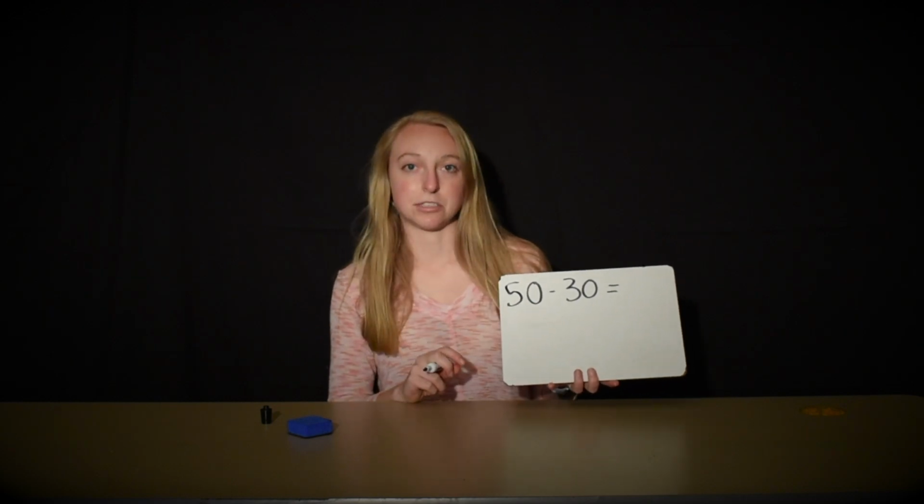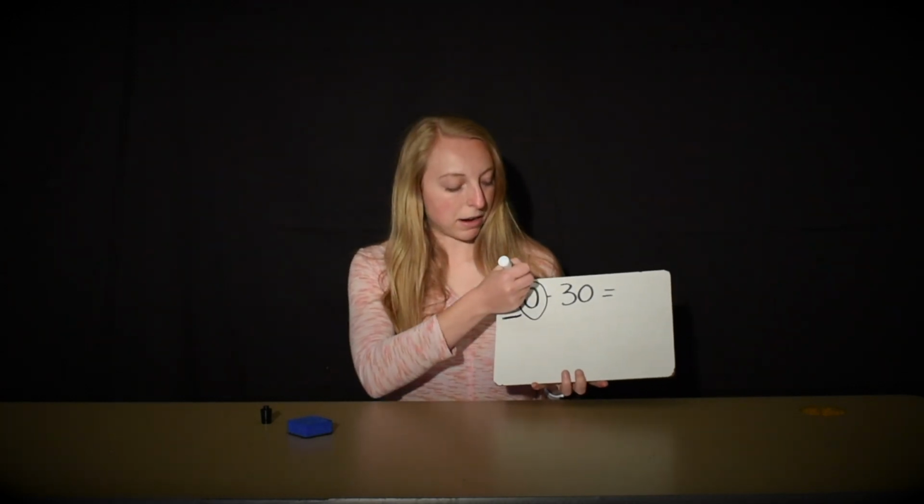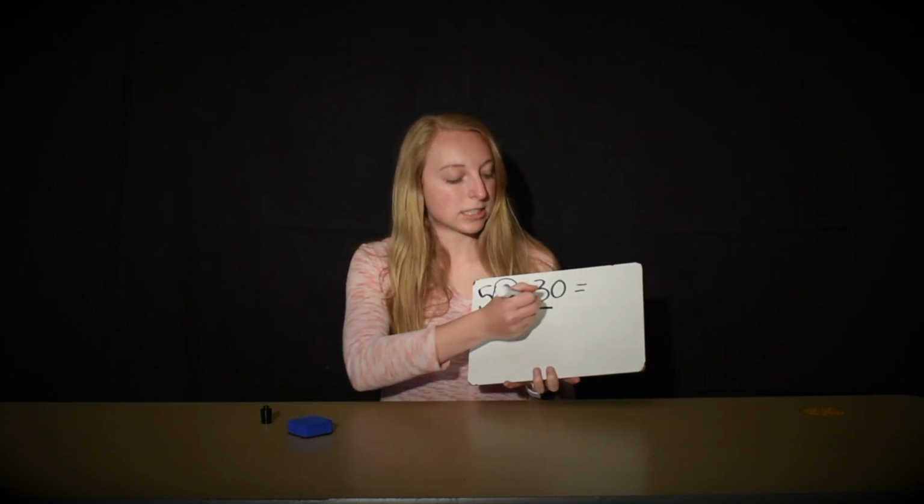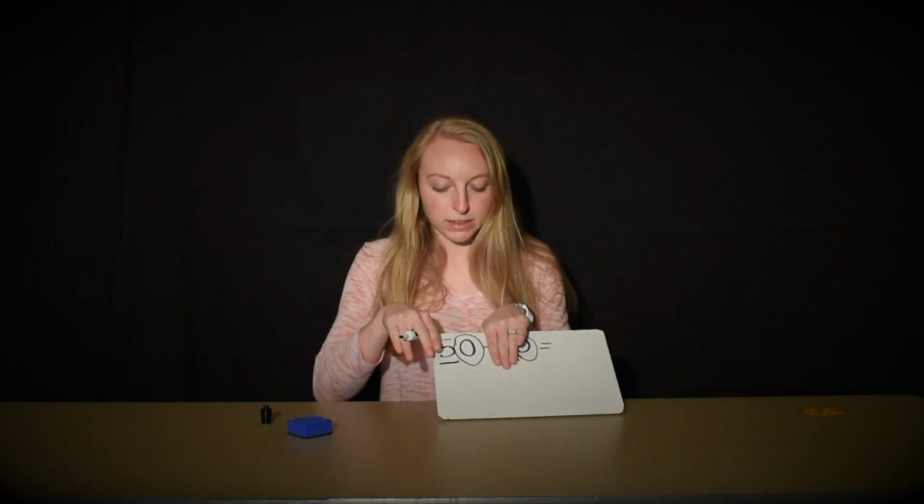Now, let's start by using our tens and ones. So, we're going to show how many tens and ones in each number. In the number 50, we have a 5 in our tens place and a 0 in our ones place. In 30, we have 3 tens and 0 ones. Now, when you subtract, you're always going to start by subtracting your ones place. So let's look at our ones only. You can cover up your tens. Let's look at our ones.